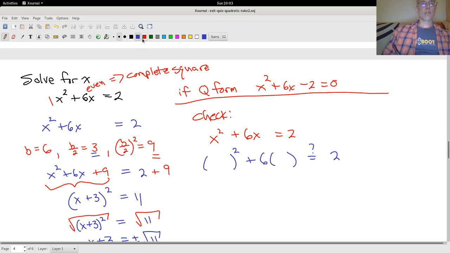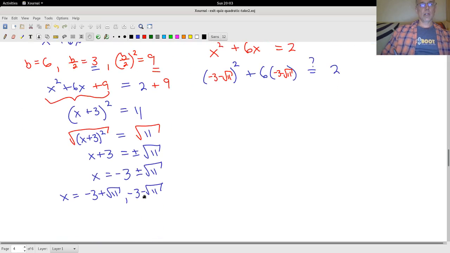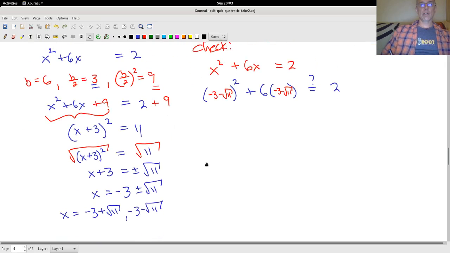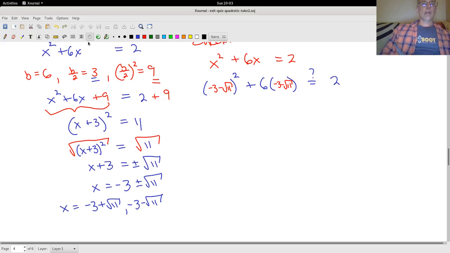And let's start off with the harder version, which I think would be the negative one, which would be negative 3 minus the square root of 11. So again, I am plugging in this answer right here that I found. Okay, so to square something means to multiply it by itself, so then I have negative 3 minus the square root of 11 times negative 3 minus the square root of 11.